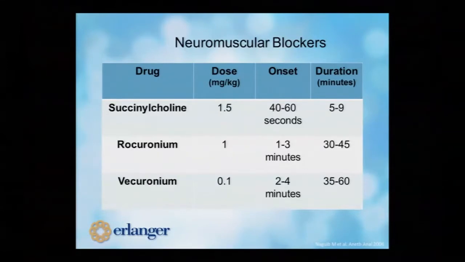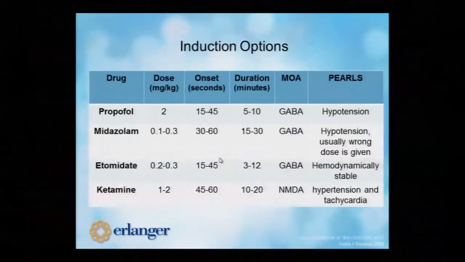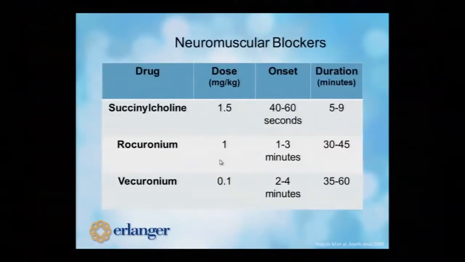The three most commonly used neuromuscular blockers for RSI include succinylcholine, rocuronium, and vecuronium. The doses are here. Succinylcholine is about 1.5 milligrams per kilo, so usually about 100 milligrams or half of a 200 milligram vial. And then rocuronium and vecuronium are 1 and 0.1 milligrams per kilo.